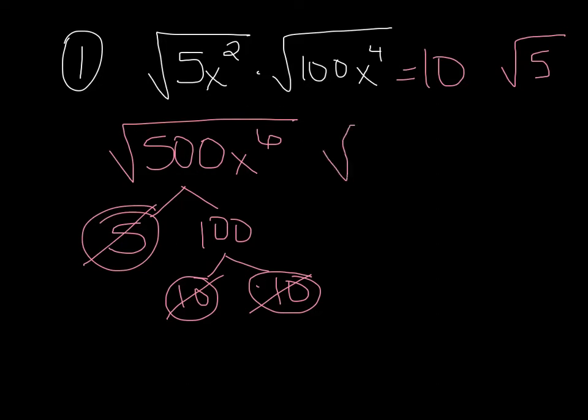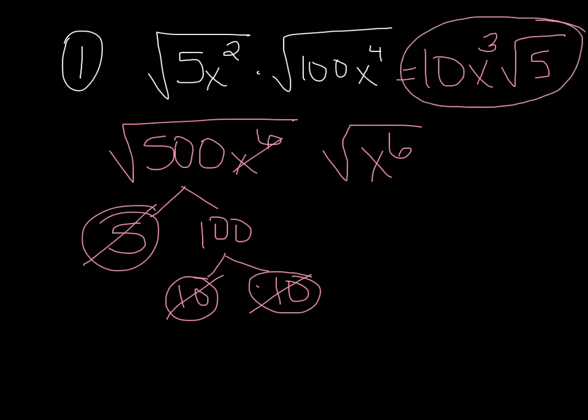Okay. Now we have the x to the 6th here. So if I take the square root of x to the 6th, remember we're going to see how many times 2 will go into the exponent. 2 will go into 6 3 times, so I'm going to bring 3 x's out. So my answer is 10x to the 3rd square root of 5.